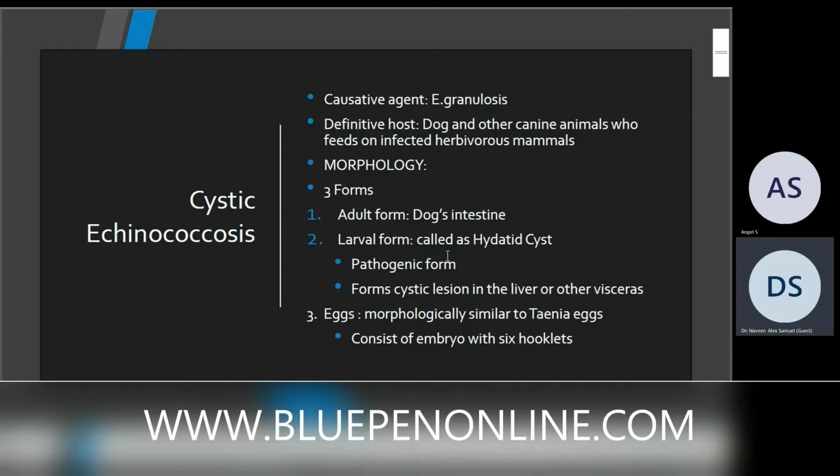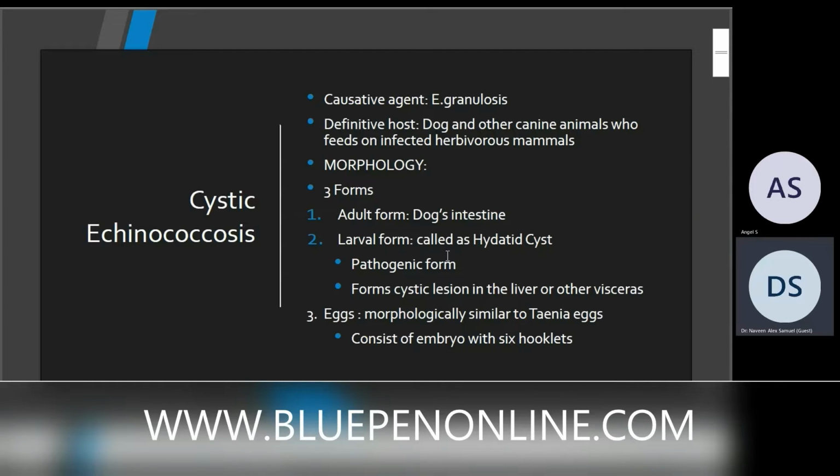The definitive host of Echinococcus granulosus is a dog and other canine animals who feed on infected herbivorous mammals. The morphology of Echinococcus granulosus has three forms. There's the adult form, which is found in the dog's intestine. The larval form is the hydatid cyst. The hydatid cyst contains the larva and the protoscolices. It is the pathogenic form.